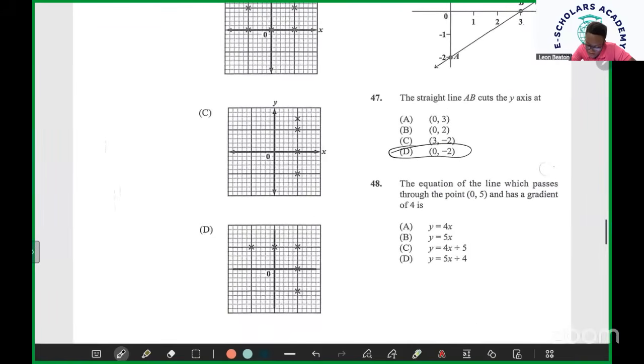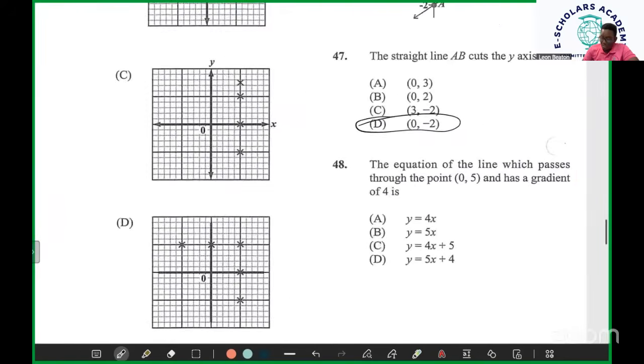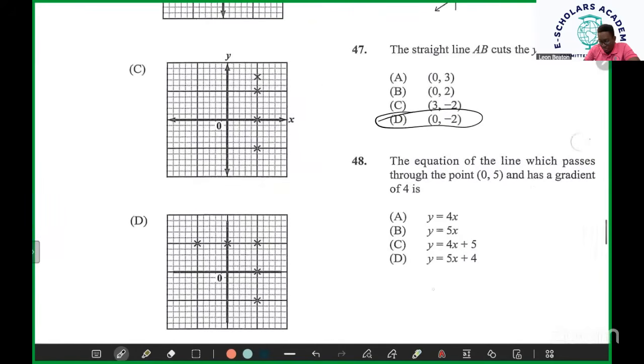So the equation of the line that passes through the point (0, 5) and has a gradient of 4 is... light work. We know the general form is y equals mx plus c. They told us the gradient is 4, so this is y equals 4x plus c. Now c would be the part that crosses the y-axis. So if this point is 0 across, 5 up, that means this line will cross right here, at 5. So c would be 5. So y is equal to 4x plus 5, which is C.